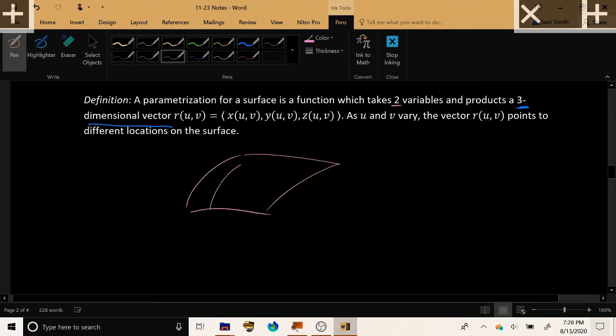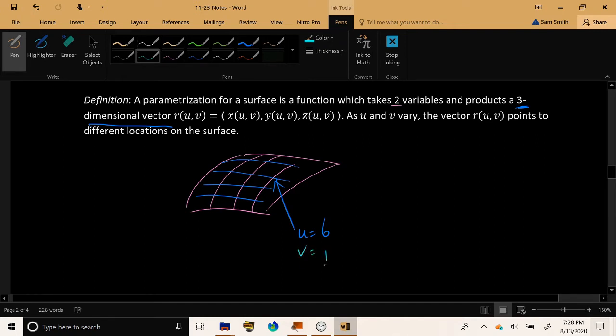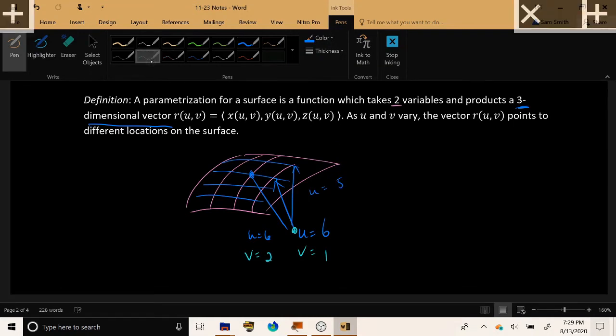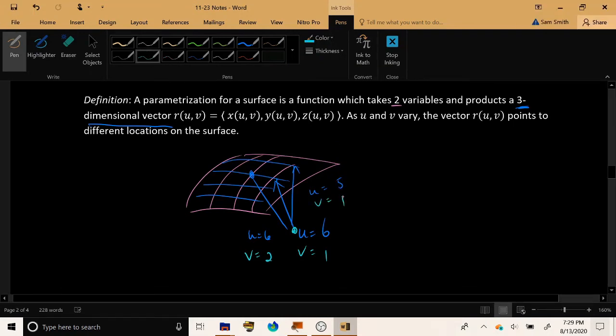So as a traditional example, you might see a sheet that looks something like this. Different u's and v's inputted into this function might point to different locations here. It might point up to this location if u is 6 and v is 1, or it might point over to this location if u is 6 and v is 2, or it might point over one grid line up if, for example, u is equal to, let's say, 5 and v is equal to 1. Different values of u and v will create different locations on this surface.